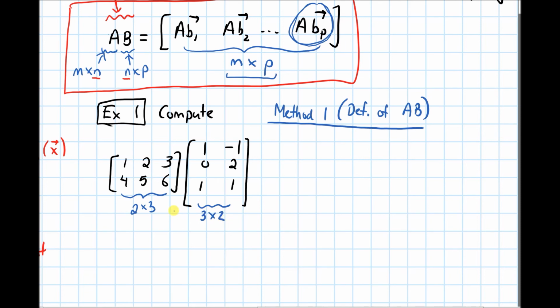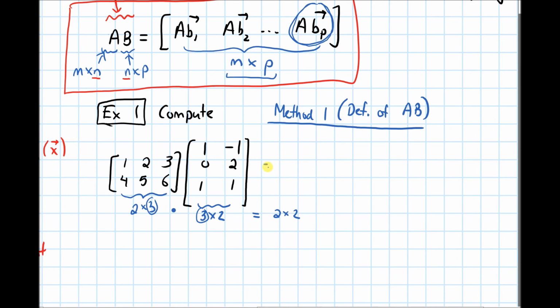So I know that when I multiply these together, by the trick that I showed you, it's going to be defined because these middle numbers are the same. And then if I cancel the 3's out, what I'd be left with are the 2 and 2. So my product should end up being a 2 by 2 matrix. So let's make sure that happens.